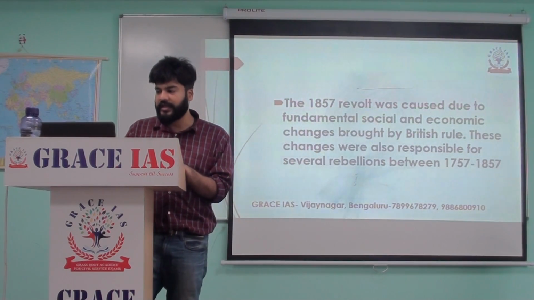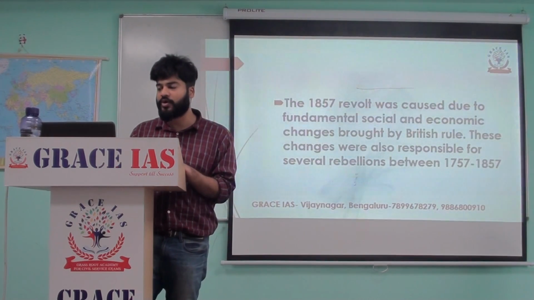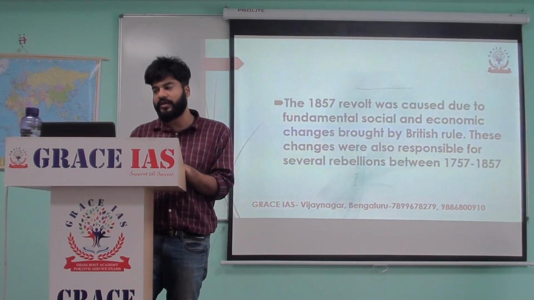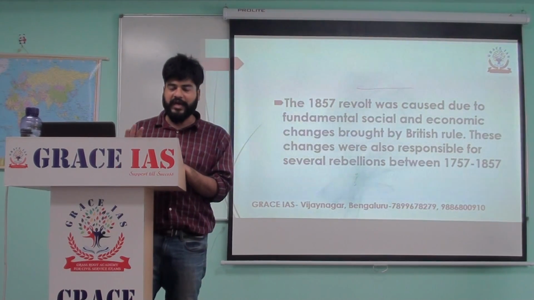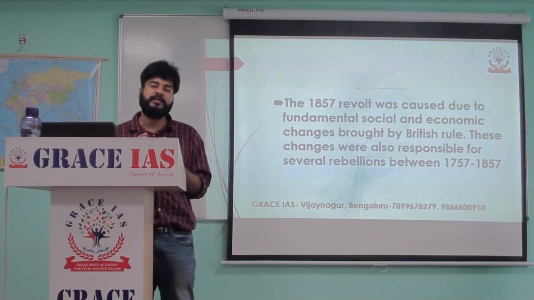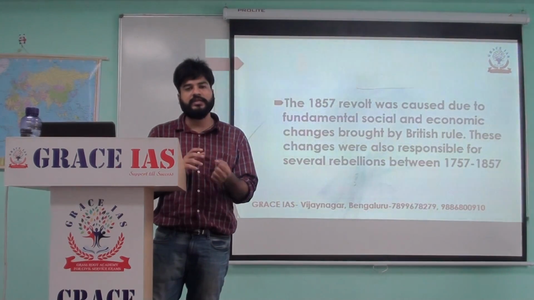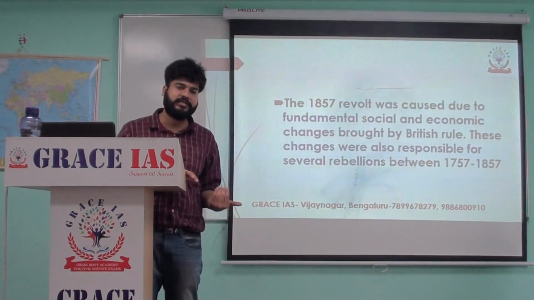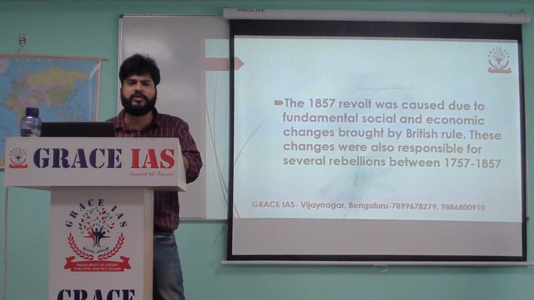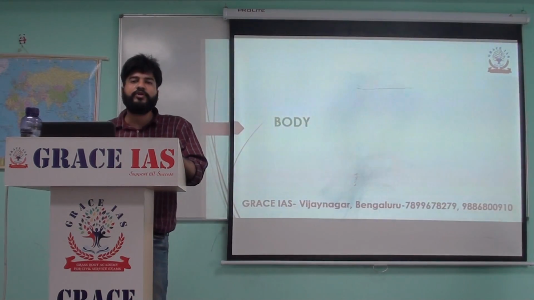So basically the 1857 revolt was caused due to fundamental social and economic changes brought by British rule. These changes were also responsible for several rebellions between 1757 and 1857. I have not answered what were the causes behind the 1857 revolt. I have just broadly said that there were some fundamental social and economic changes which were brought by the Britishers. So these were the reasons behind the 1857 revolt, and similar reasons were also responsible for the pre-1857 revolts as well. You could choose any such introduction, or you can write an introduction by yourself. So we will move on to the body part.